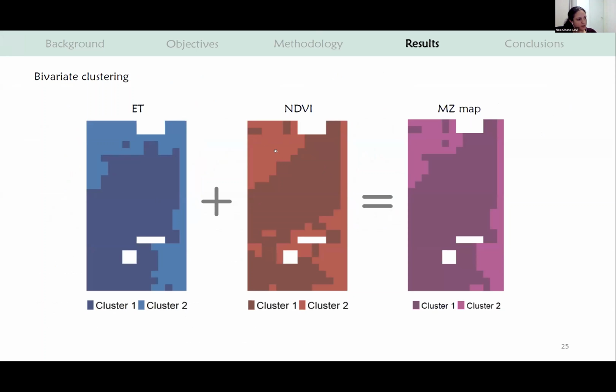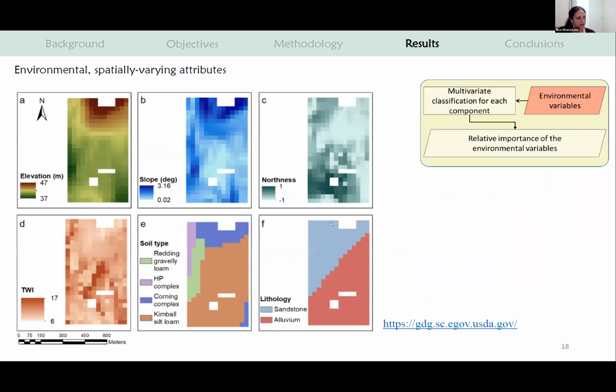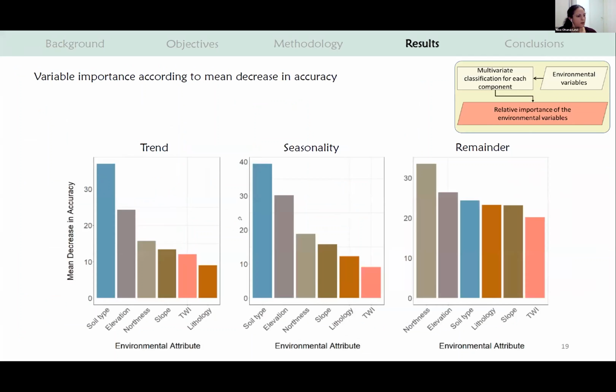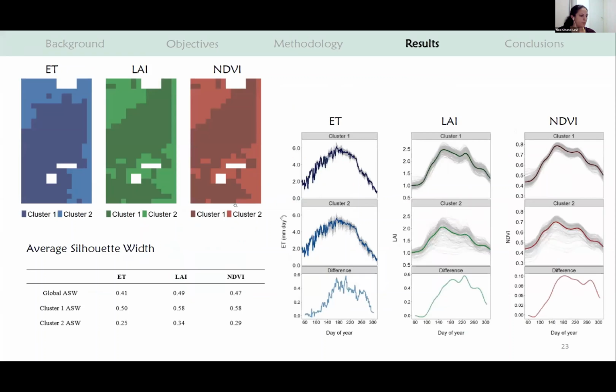So we took ET and NDVI, and we used the PAM clustering algorithm. Then we had this final management zone map using these two variables. And this is a nice step towards using time series of whatever variables we have. The next step would maybe be to combine the characteristics of the field along with the soil and crop properties.